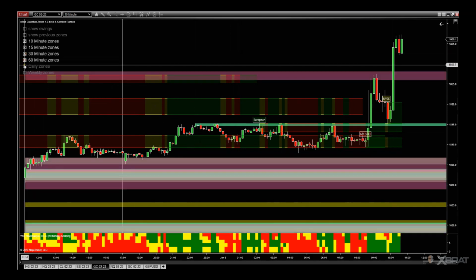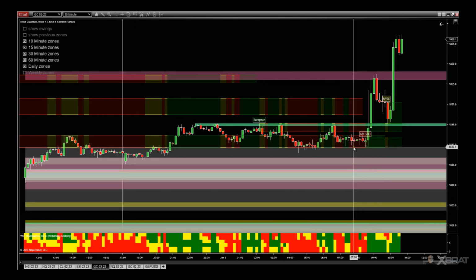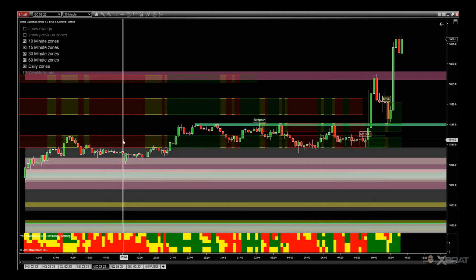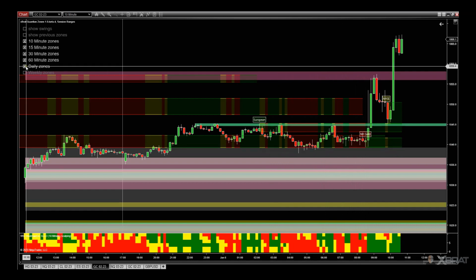I can even put on the daily here. This is really wide because we're on a 10-minute, but it just goes to show you this support that we've had all the way overnight and through the European session, and then what it's bounced off today, this daily support zone is very, very strong.